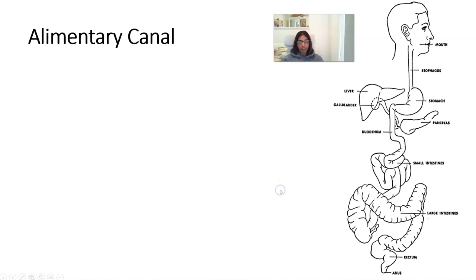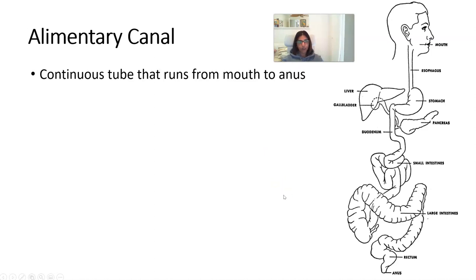First thing that we're going to be looking at is the alimentary canal itself. The alimentary canal is a continuous tube that runs from the mouth all the way through the body right down to the anus. So it's one continuous tube, and it has some other structures shooting off, but this is basically it.